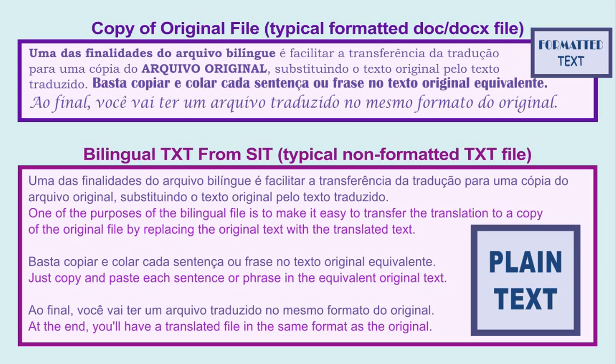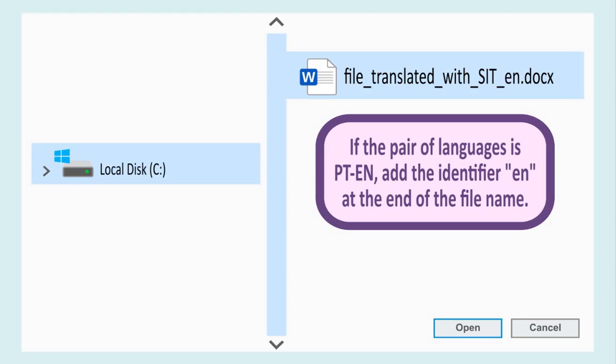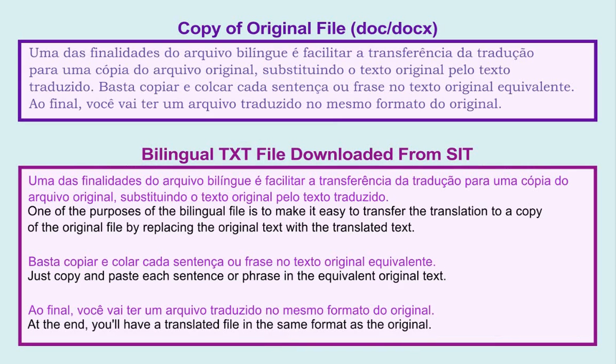Let's see how this works in practice. The first thing you want to do is make and save another copy of the original file you received and give it the same name. Then add the target language identifier at the end. I'll work with this paragraph to show you how easy it is to deliver a translated text to your client in the same format as the original text.